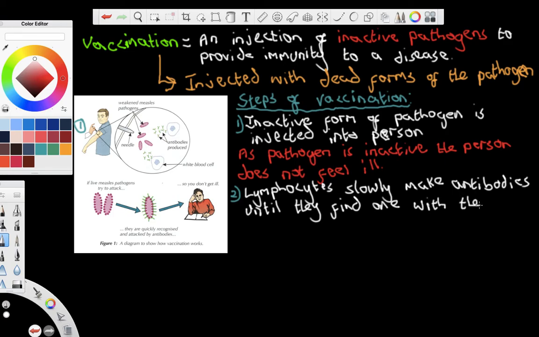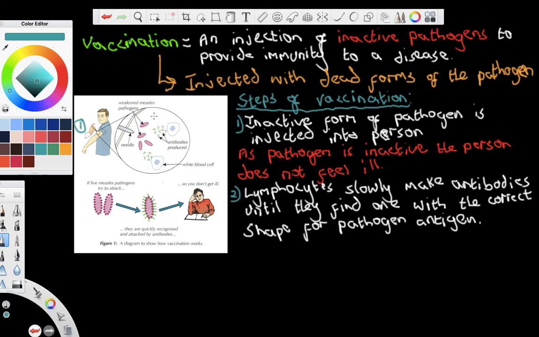With the correct shape for the pathogen antigen. So the lymphocytes start to make these antibodies until they find one with the correct shape. Now that's shown on the diagram here, okay? Once they find the right one, the lymphocytes remember how to make this pathogen, this antigen.